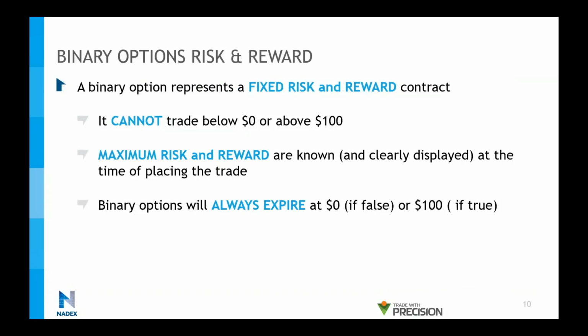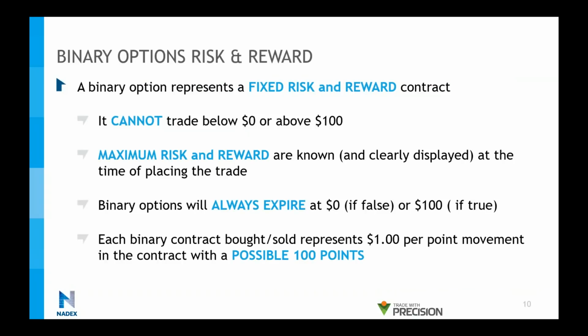A binary option represents a fixed risk and reward contract. More on that in just a moment. It cannot trade below 0 or above 100. So we are always limited to that range. And as we are always limited to that range, now comes the huge benefit. Our maximum risk and our maximum reward are known upfront. They are clearly displayed the very moment we enter that transaction, at the time of placing that trade.